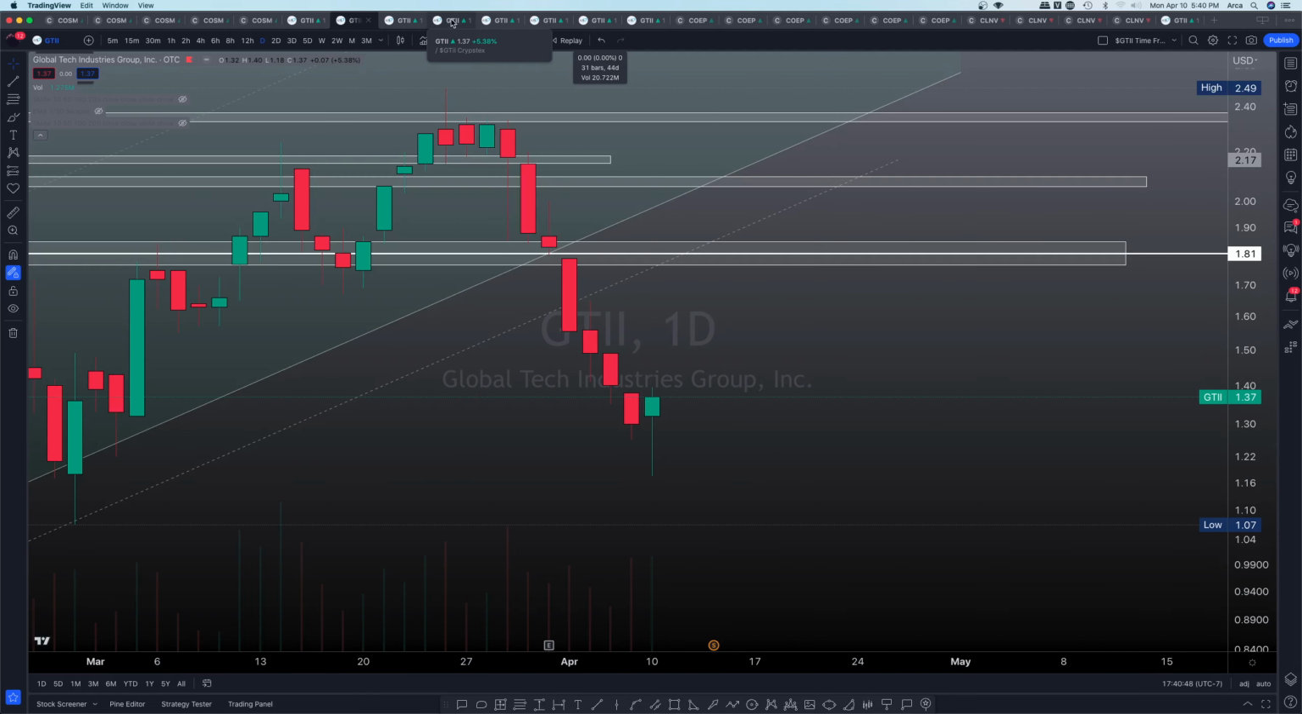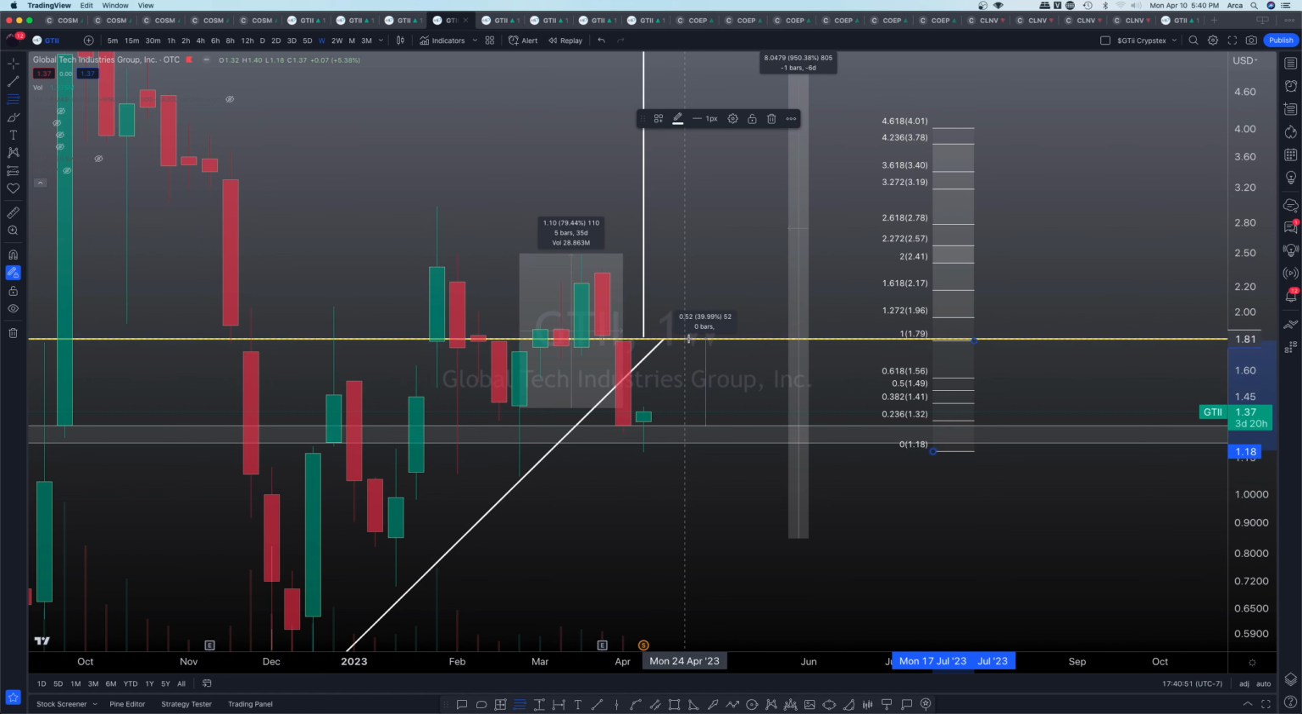Okay, so now the 1.82 target that we're looking at per the chop box, that's essentially our 1 fib. We took it from the opening of the weekly candle prior to this one here. So that would naturally be an area of resistance.